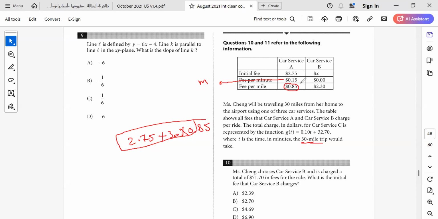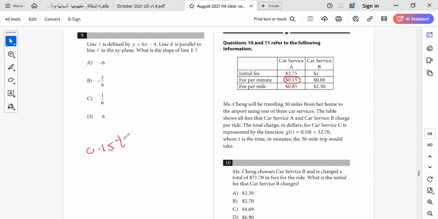Still, per minute, it will be times t. Yes, still 0.15, that's the slope. Still, in the equation, it should be 0.15t plus a certain cost for miles. What is the certain cost? The initial cost plus the cost per mile multiplied by the number of miles. I know it's a stupid equation. Again, from the beginning. You know, per minute she will pay that. So that's 0.15t per minute.